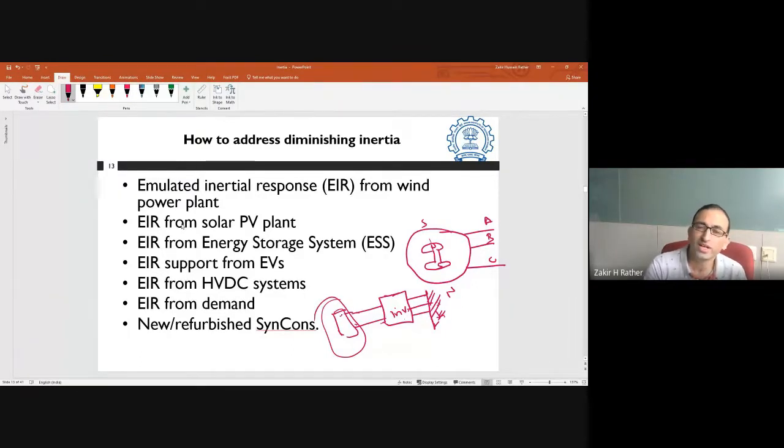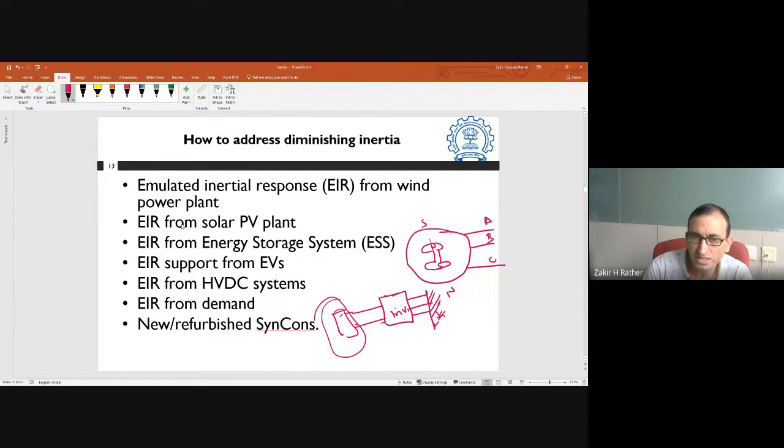Therefore, inherently, it cannot detect the frequency decrease or frequency rise on the grid side. It is not magnetically locked the way conventional generators are, so it is not going to provide this inertial support. There is no inherent inertial support from renewable energy. Now the question is how to address this diminishing inertia in this renewable energy dominated system, particularly smaller systems like microgrids, or relatively larger but islanded systems.